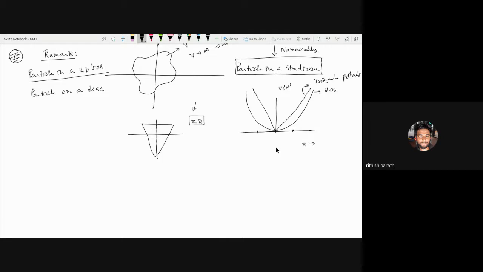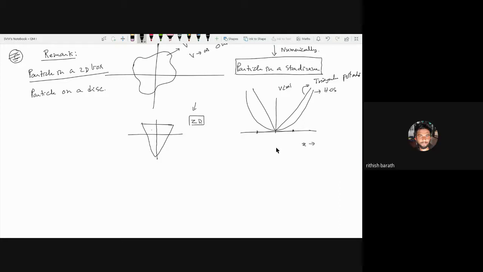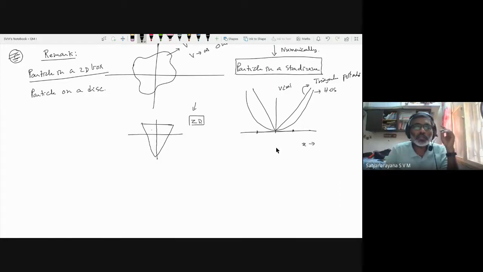Sir, but I saw a problem where they have solved a particle in a tetrahedral box. It was done by Mani sir and H.C. Verma sir. There is a paper. They have just used basic arguments. Yeah, so that is a three-dimensional generalization of this one. Okay, yes, that is true.